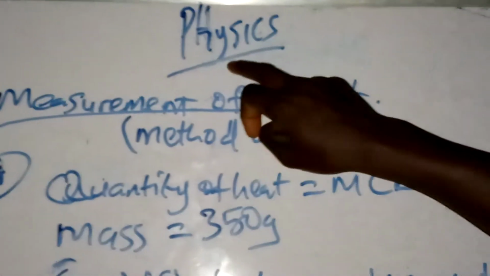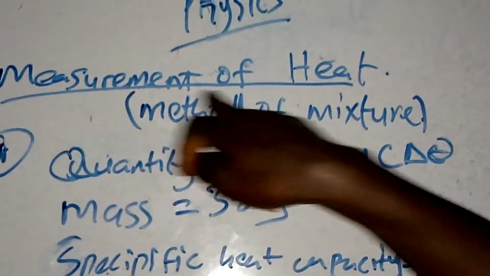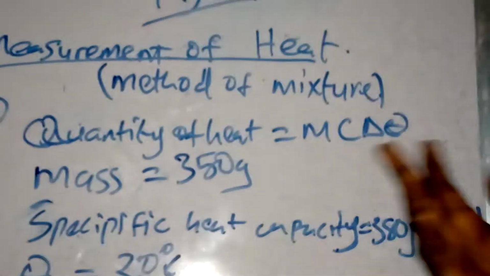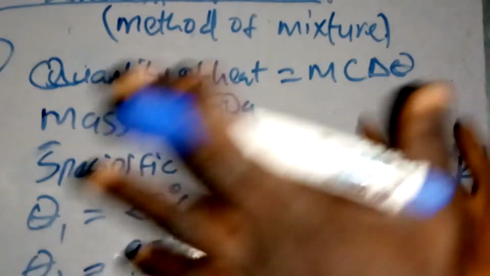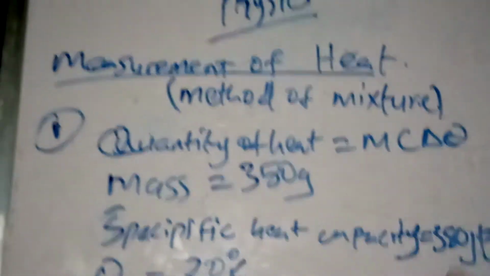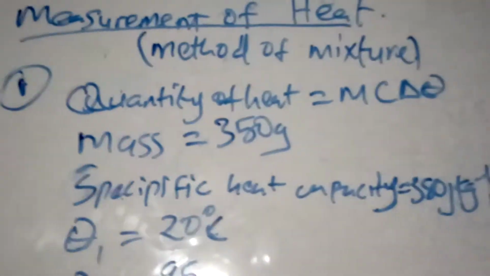So today we'll be moving on to physics. Today we'll be checking on measurement of heat. Checking on measurement of heat, the method of mixture: when mixing cold water and hot water together, there will be a change in temperature. Now before entering into this, let us move into some questions.